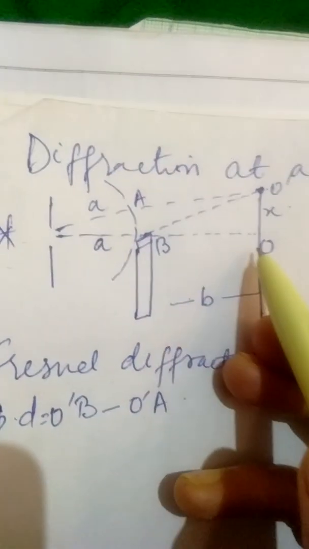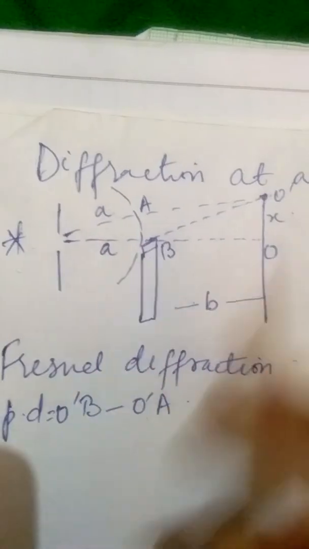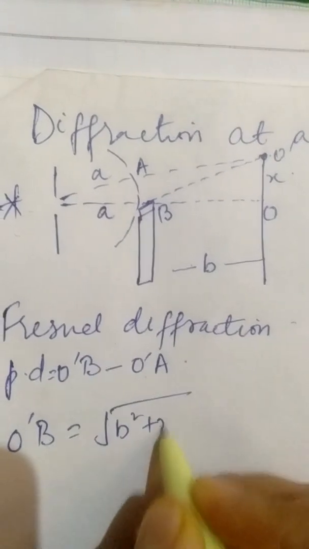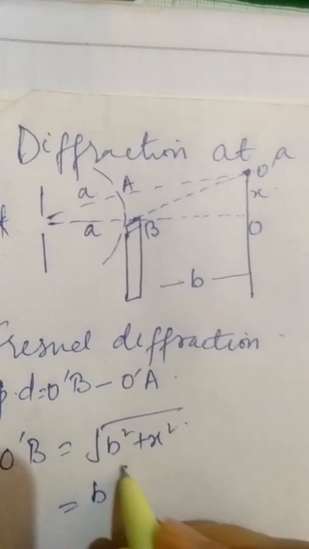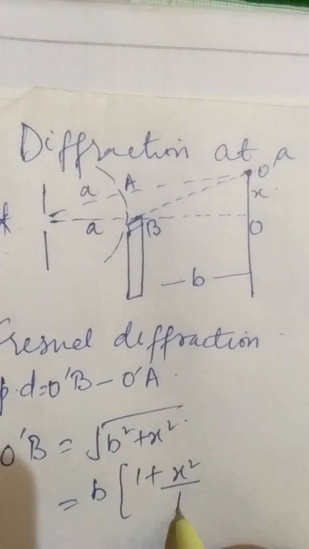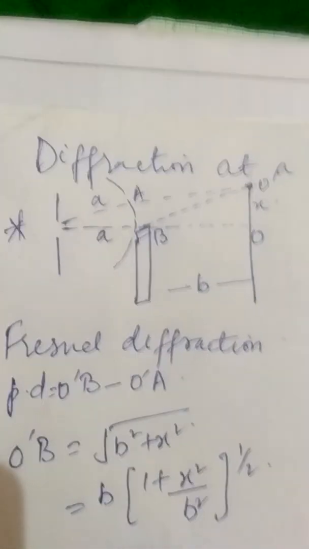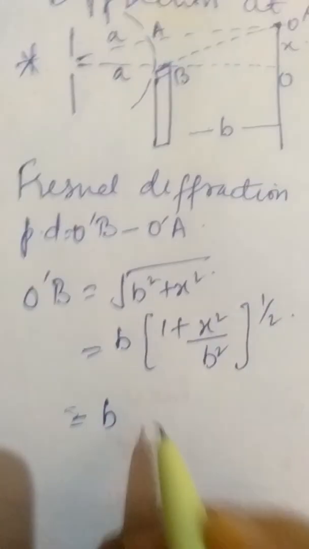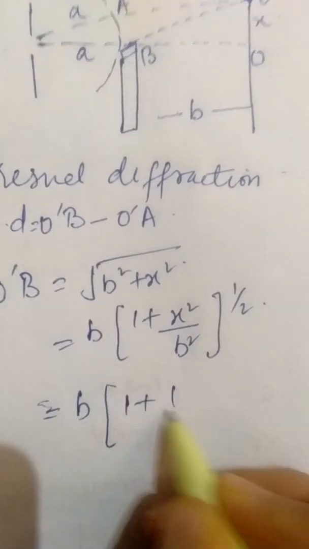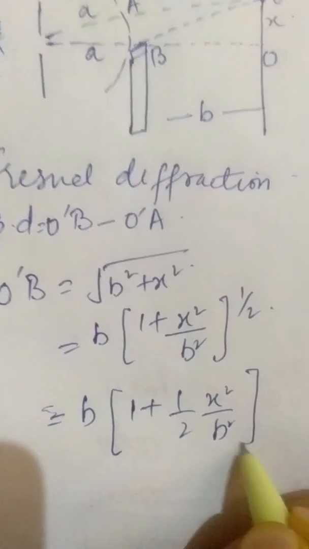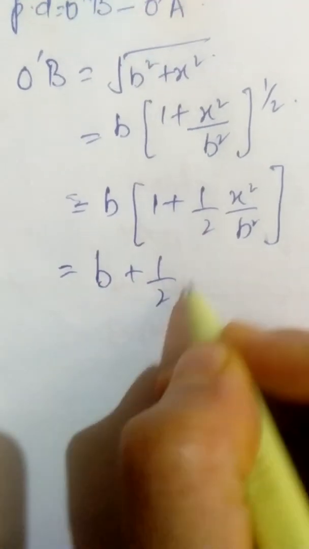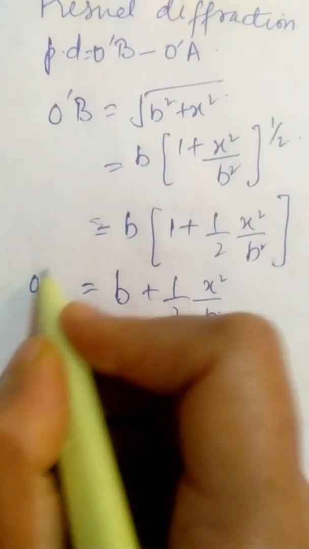Now what is this O dash B? This can be found from this triangle. So O dash B is under root b square plus x square. So b will be taken common. You are left with 1 plus x square by b square, under root. And then when you expand it binomially, this is b times 1 plus half of x square by b square. The power comes down and the higher terms are neglected, right? So then you multiply this b inside, it is b plus half of x square by b. So this is O dash B.